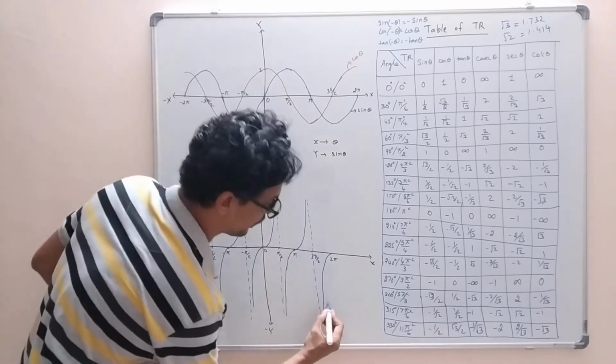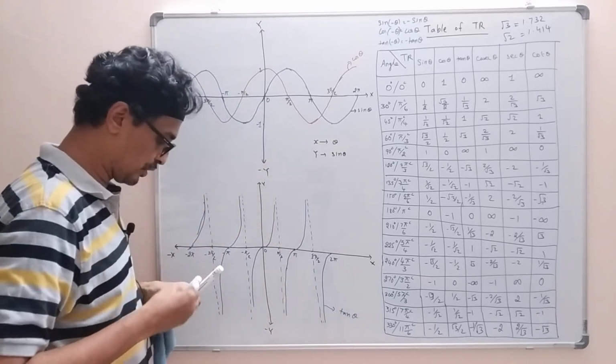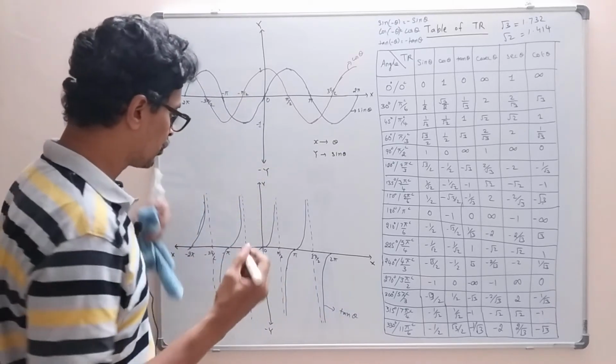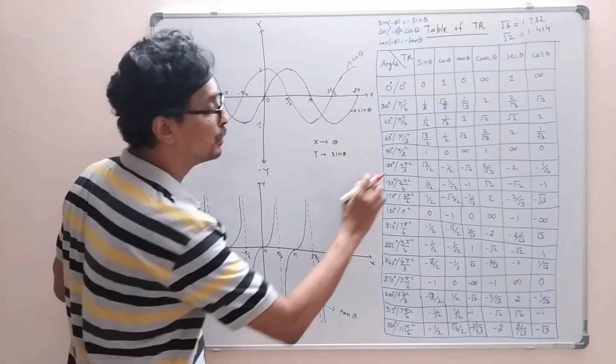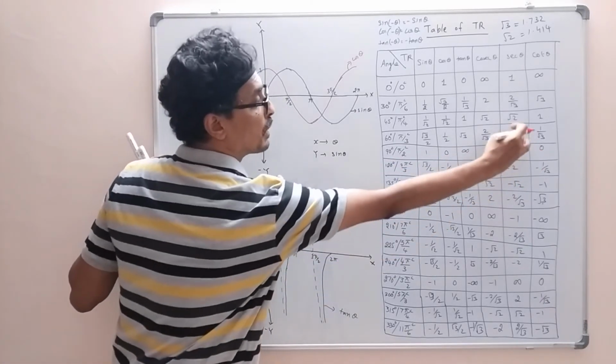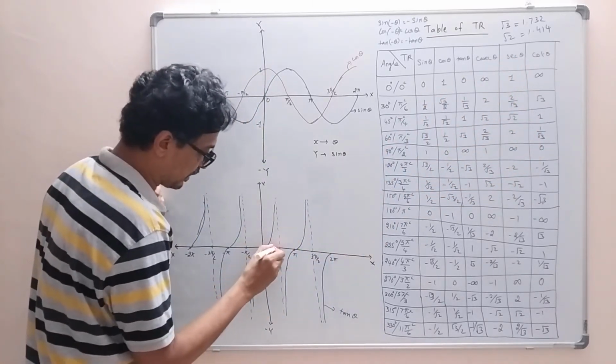So this blue line is your tan theta, and now we are going to plot the cot theta. Cot theta will be 0 at pi by 2. When I go less than pi by 2, it is going to be positive and goes to infinity. So this will go something like this.